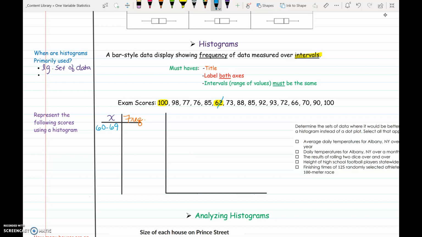All right, so 1, 2, is that it? All right, so I only have 2 from 60 to 69. We're still setting up a frequency table just like we did with the dot plots. Again, because they both show frequency. All right, so my next interval is going to be 70 to 79. So 1, 2, 3, 4, 5. Okay, so go ahead and continue this and fill in the rest.